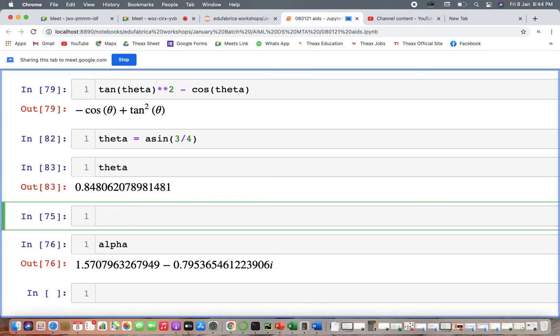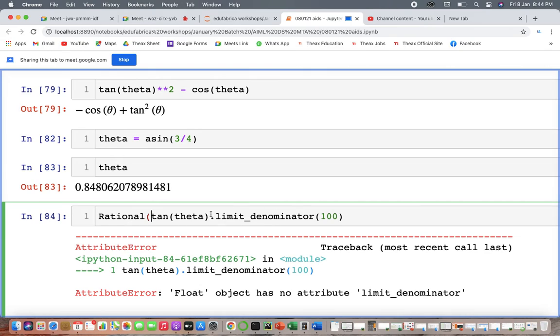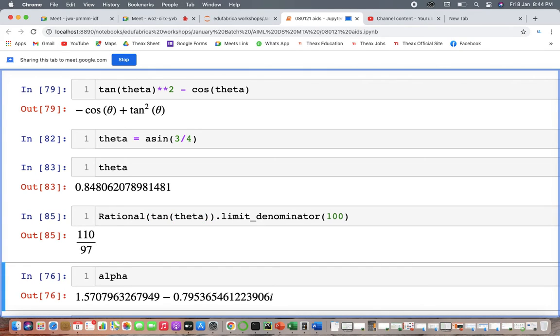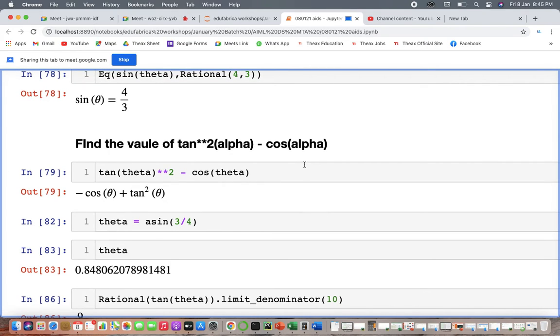First of all, the very important thing. If we want to find the tan theta value, we will write it as tan theta, limiting the denominator to two decimal places. And that would be done in the rational part only. So that is a function of a rational one. So, is this the tan value? Three by four is the value, right?